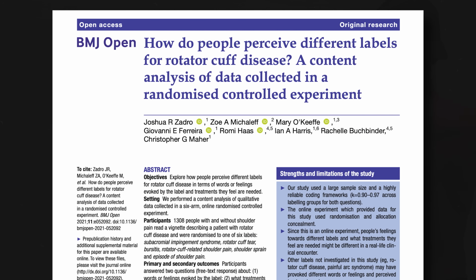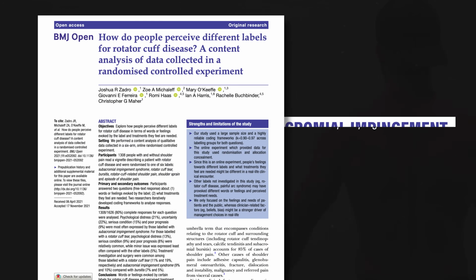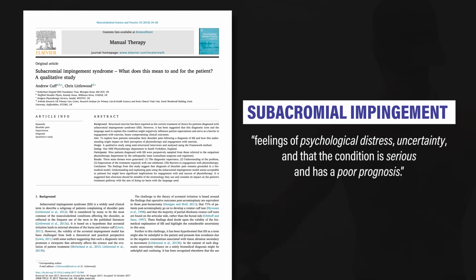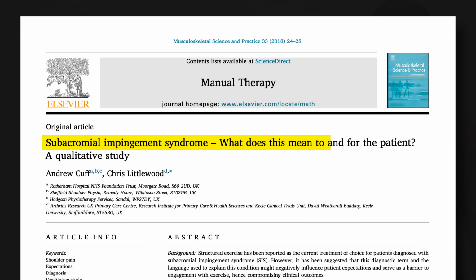A study by Zadros et al. in 2021 found that participants labeled with subacromial impingement expressed feelings of psychological distress, uncertainty, and that the condition is serious and has a poor prognosis. A paper by Cuff and Littlewood in 2018 explored the beliefs, experiences, and perspectives of patients diagnosed with shoulder impingement. Here's what one patient had to say.